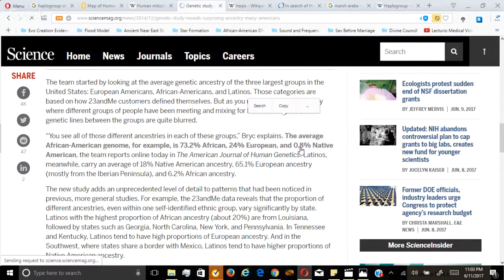Right here, the average African American genome is 73.2% African, 24% European, and 0.8% Native American. And so, yes, you are not just black. You're also somewhat European and Native American. So sure, Hebrew Israelites are correct in that sense, that black people aren't just black. You are something else. To find out what that something else is, you most likely will have to get a DNA test. But on average, most African Americans are from Africa. Of course, because you're an African American.